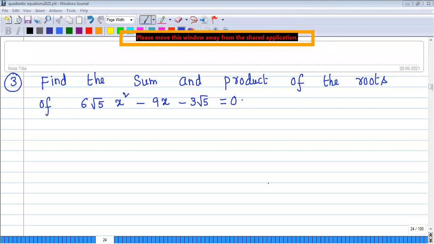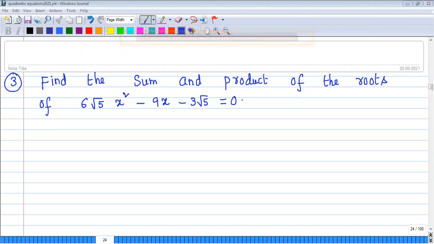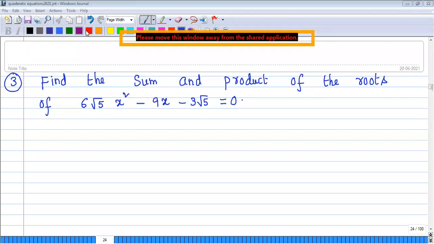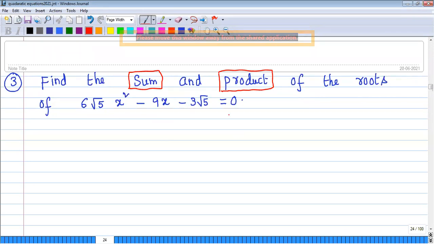First, try to assess the sum of the roots and the product of the roots without paper and pen, then start the procedure. Tell me what is the sum? 3 by 2 root 5. Wonderful. What is the product? Minus 1 by 2. Very good, root 5 cancels out. Wonderful.